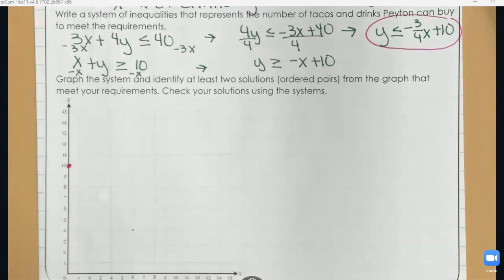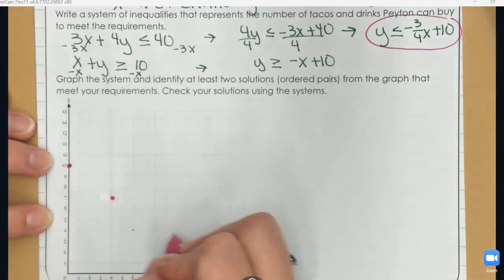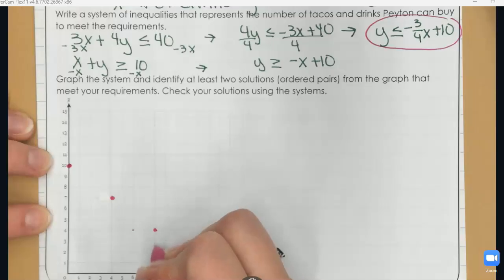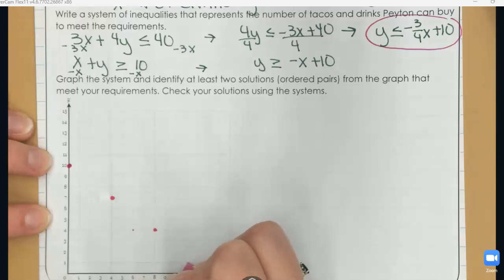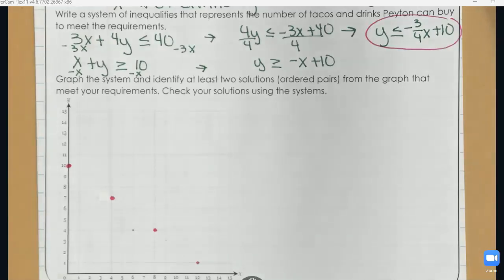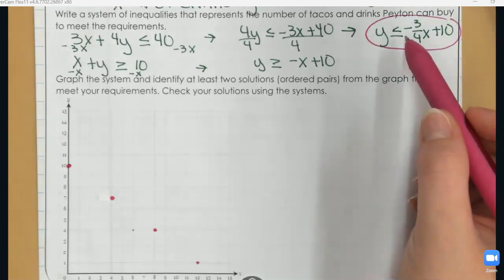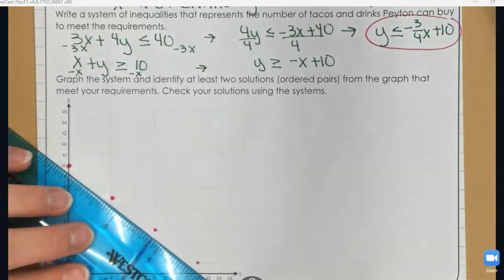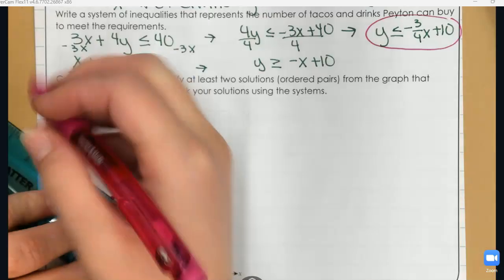Come on. There we go. And now down 3 over 4. Down 3 over 4. And then that will take me off my graph. Let me connect those dots. And this inequality is underlined, so that means it's going to get a solid line.